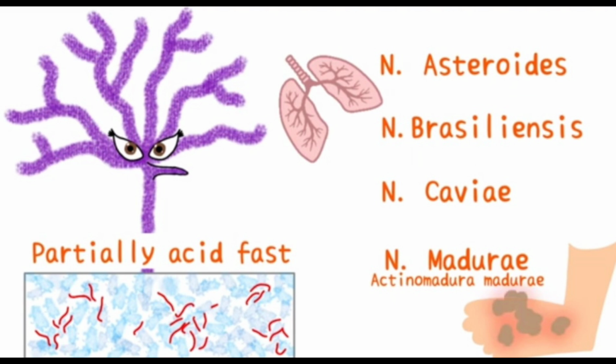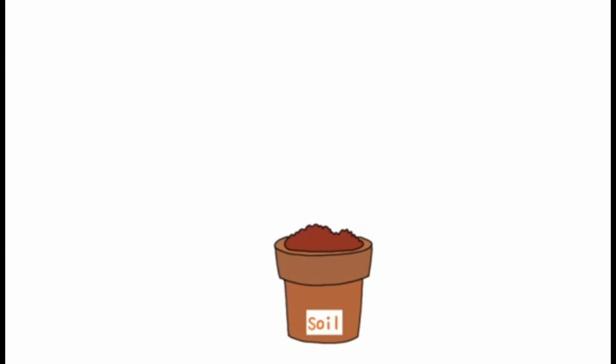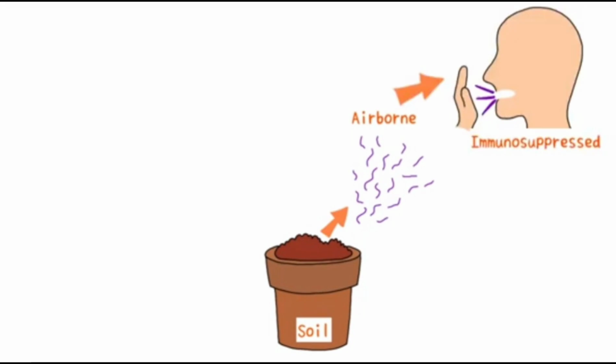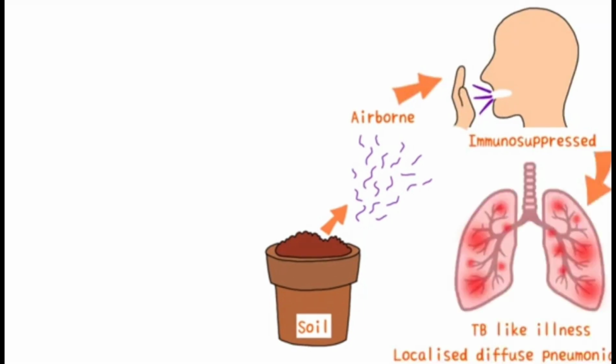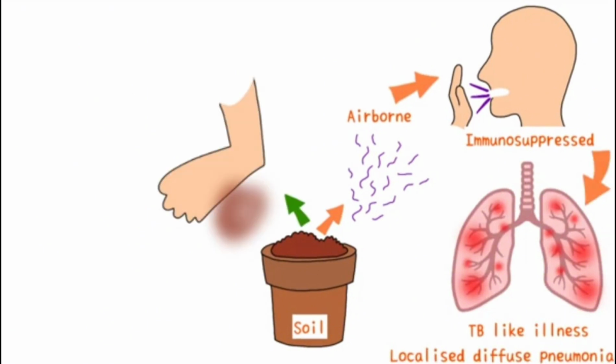And to remember the organisms, you can remember it by A, B, C, M. A for asteroides, B for brasiliensis, C for caviae, and M for madurae. That is forming actinomycotic mycetoma, Madura foot. Soil is the natural inhabitant of this Nocardia, so it's always an exogenous infection. And when it becomes airborne in the immunocompromised patient, it forms a TB-like illness in the form of localized or diffuse infection. And for other infections, the portal of entry is trauma to the feet, which can cause localized cutaneous infection.